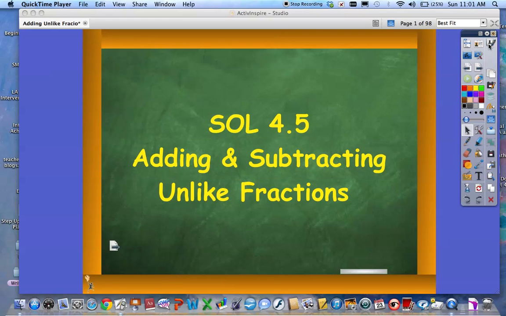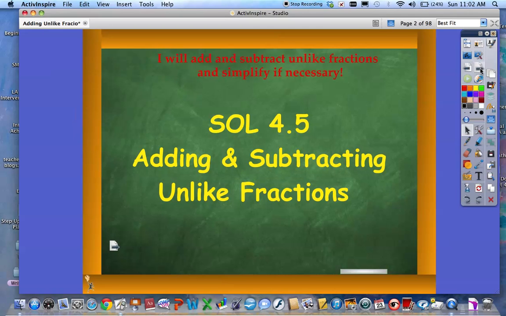Okay, let's start by talking about what our learning objective is. What we're going to do is, remember we've been talking about this in class, I will add and subtract unlike fractions and simplify if necessary. Keep that in mind so that when we go through the steps, you're thinking about what your learning objective is and what your goal is, so you can relate it to the steps that you're going through. What is the purpose?